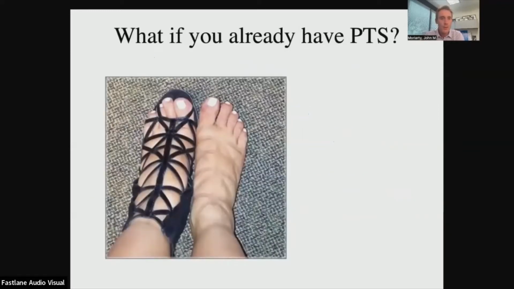Now, what happens if you have already developed post-thrombotic syndrome? So we're now moving away from, okay, I have a blood clot, what do I do right now, to, you know, I had a blood clot 6 months ago, a year ago, 10 years ago, and my leg has never been the same. I have leg swelling, I have pain, I have discomfort when I walk.